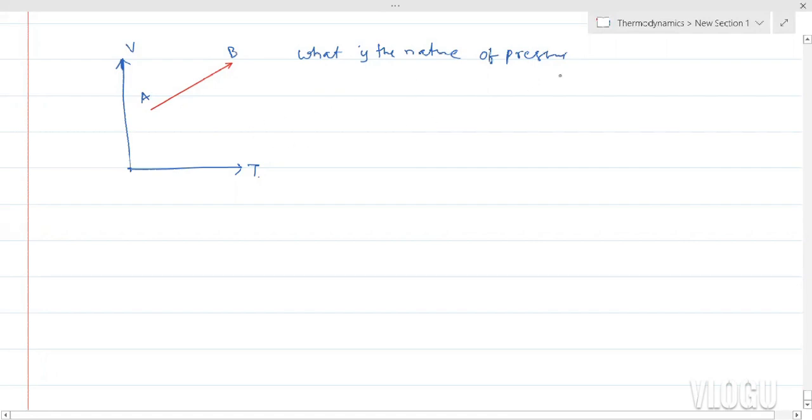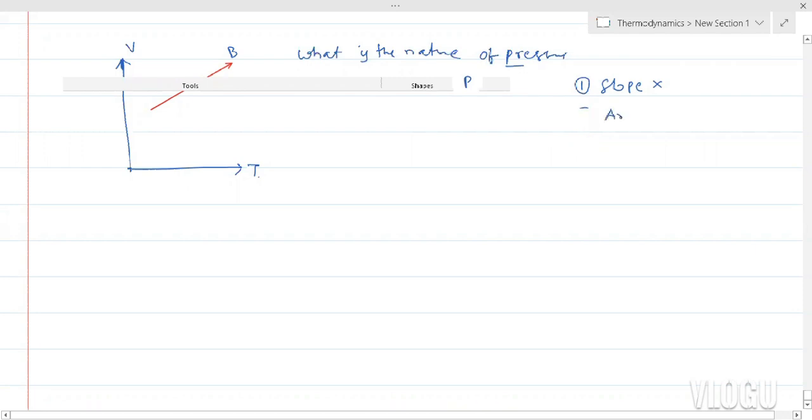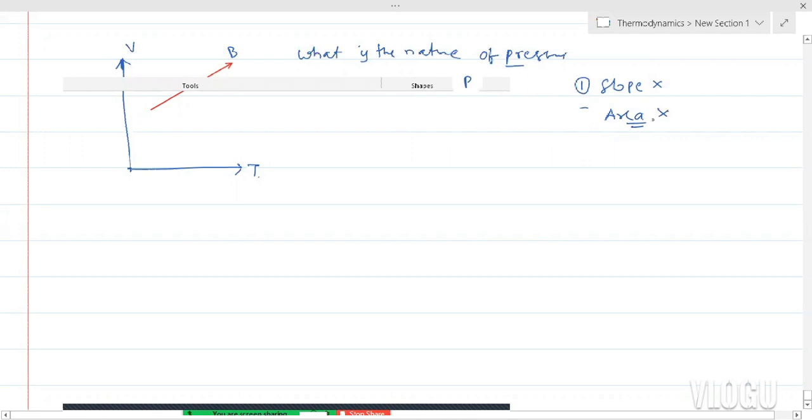So always we will think of three options. Taking the slope is not possible, because we need the relation between P, V, T. Slope means dP by dV, which is useless, because the slope is no longer a constant from A to B. So this is not valid. Again, by taking area, we won't get anything by taking the product of V and T. So this option is not valid.